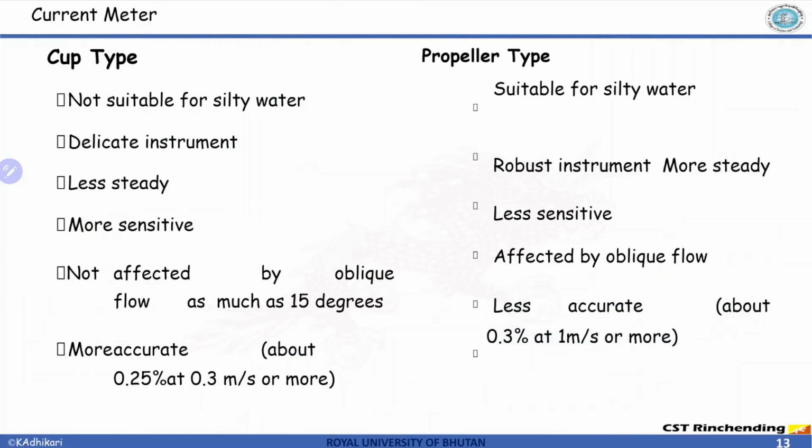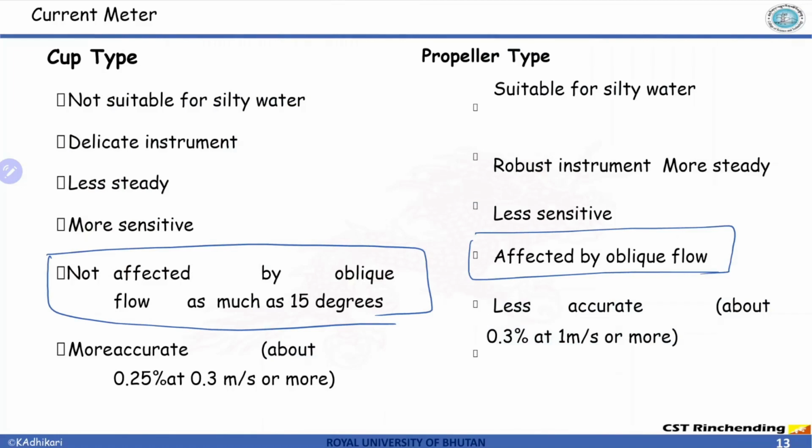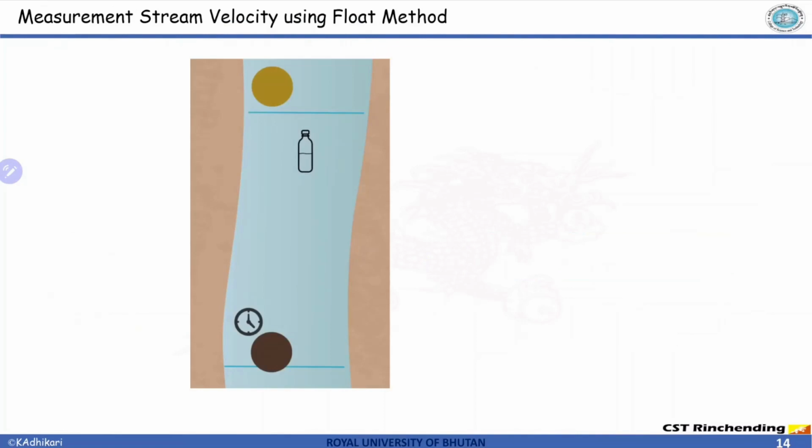And the most important point to be noticed is that the cup type is not affected by the oblique flow, while the propeller type is affected by the oblique flow. Which means if you are using this instrument for velocity measurement, you have to be very careful about its orientation, because if you are keeping your current meter oblique to the flow, then it tends to affect. But for the cup type current meter, that is not the case. Usually both are employed in river measurement. And this is one way of measuring velocity, and usually that is the most precise, adopted universally.